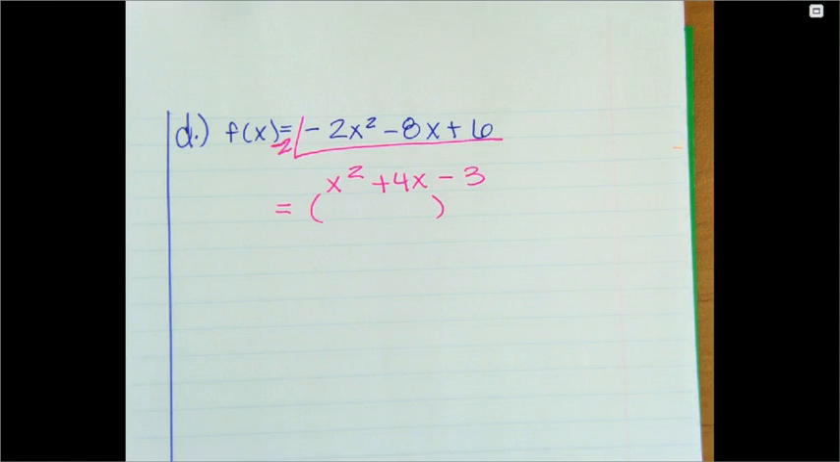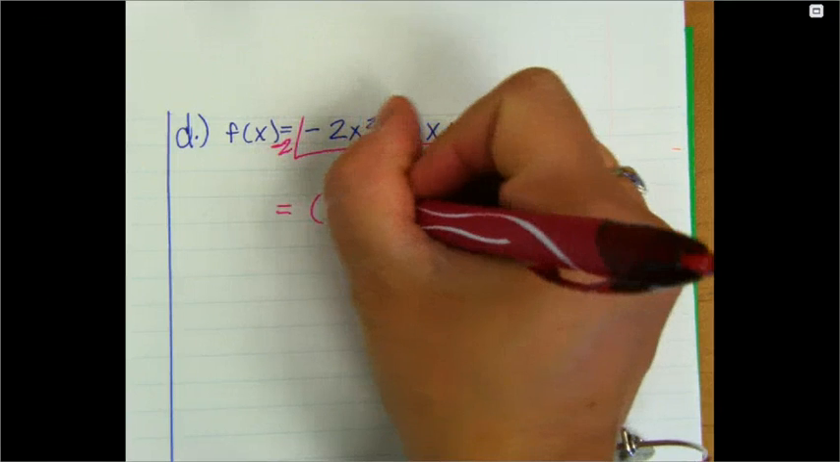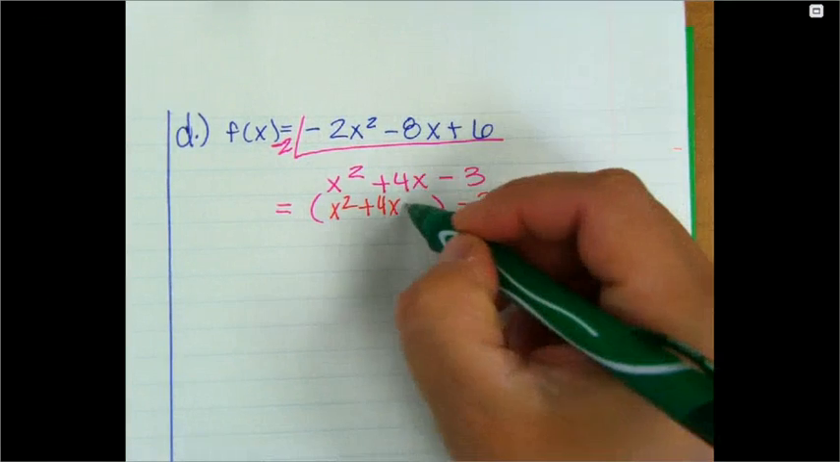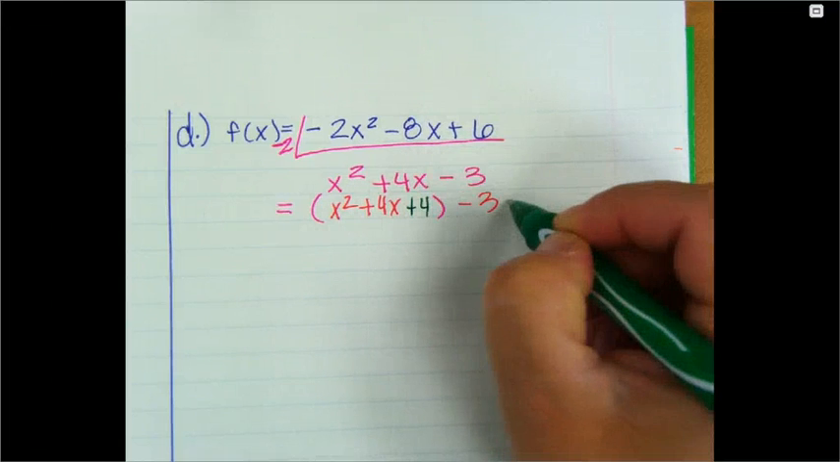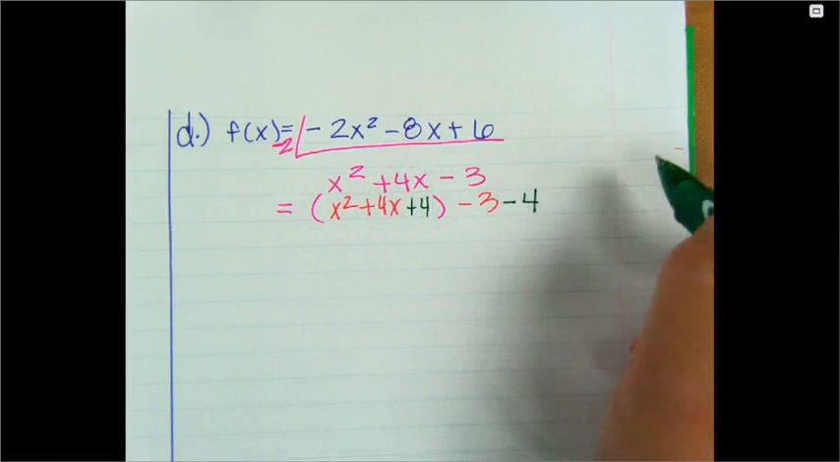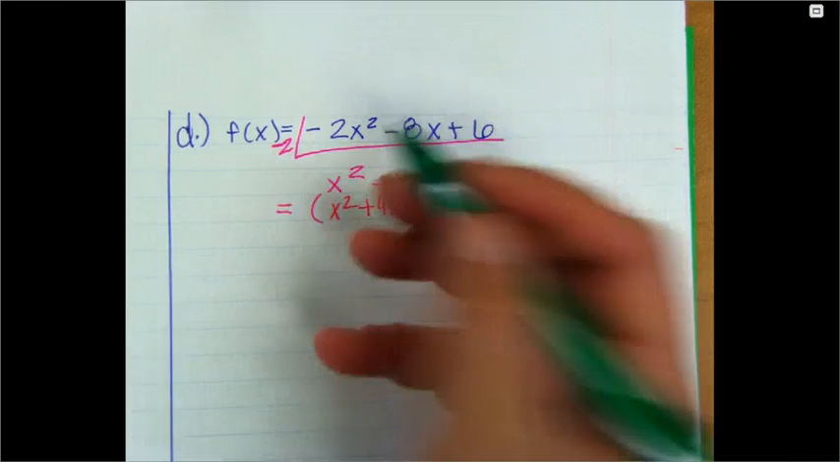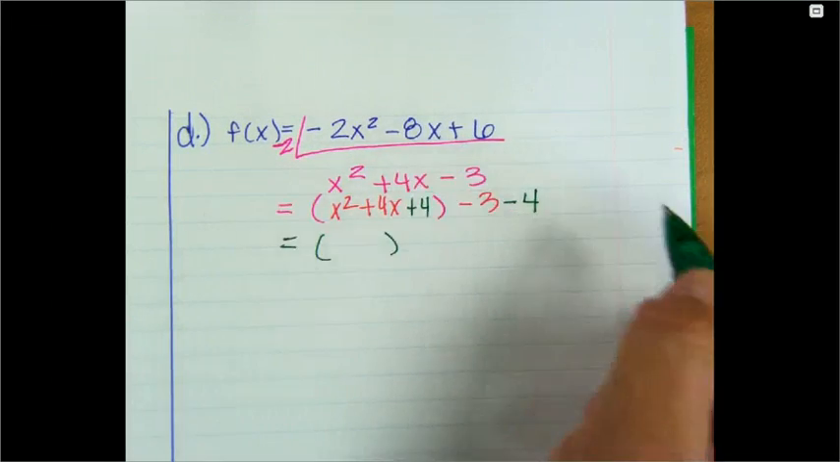Ready? Okay, what goes here? X squared, positive 4x, leave a space, minus 3, yeah? Okay, what did you put here? Plus 4, and what did you put here? Good, who has that right so far? Do I still need to show that little step? No, okay. Equals, what goes in parentheses?